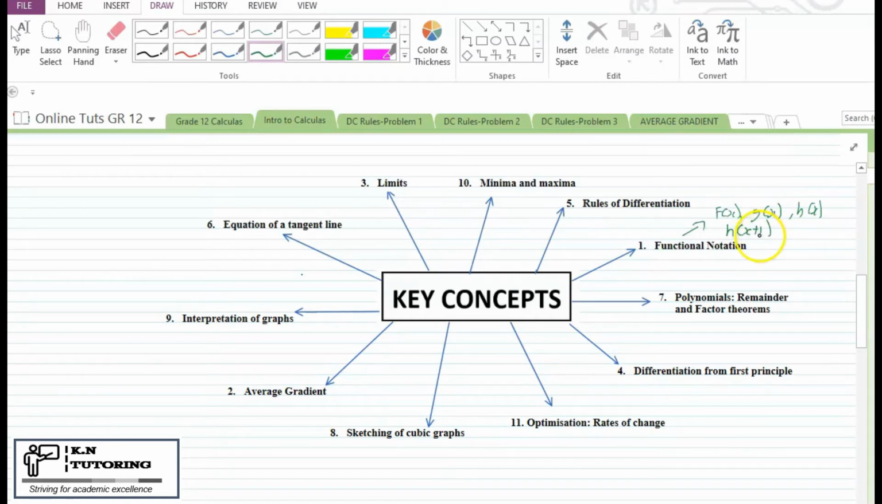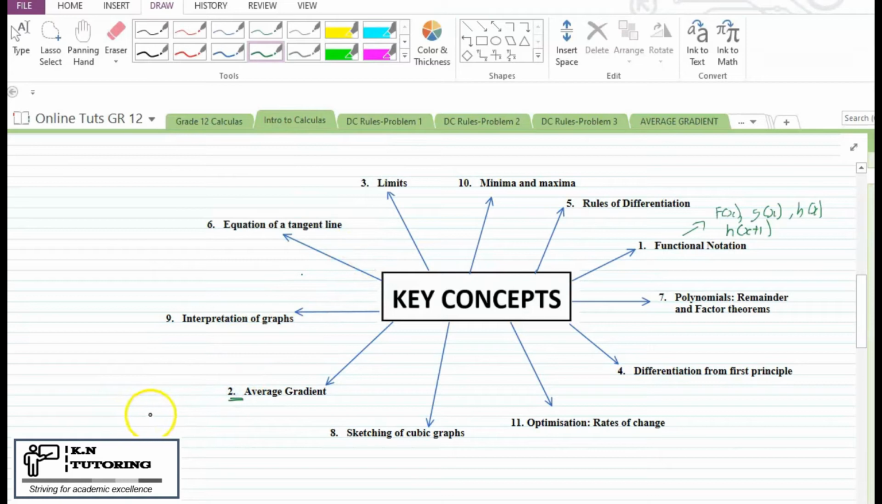horizontal change. If I go back to your functions and graphs, we will look at how this actually impacts your equations in calculus. Okay. Secondly, we will look at average gradient.